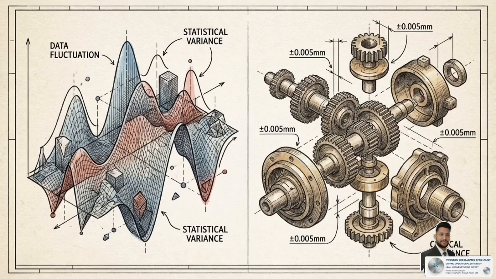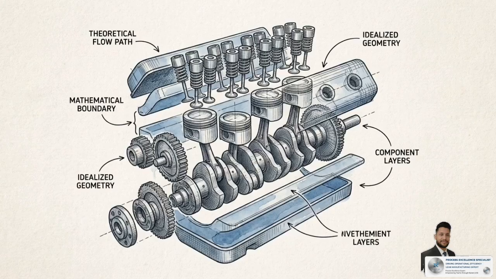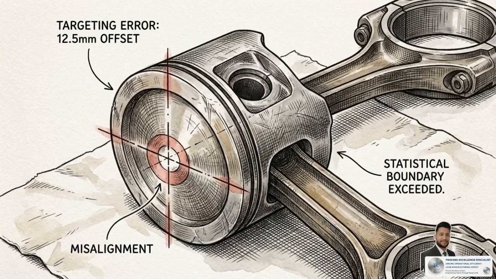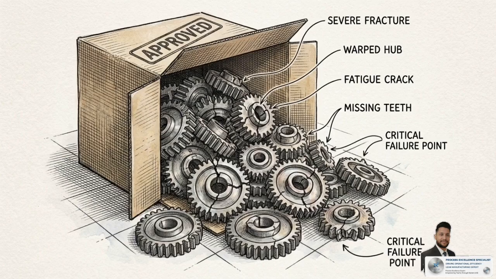To evaluate how well that variation fits inside that tolerance, engineers rely on two distinct mathematical metrics: CP, the process capability ratio, and CPK, the process capability index. CP evaluates the theoretical potential of a manufacturing system. CPK evaluates its actual performance by penalizing processes that fail to center their output on the exact target. Confusing these two numbers is the primary reason an engineering department will look at a spreadsheet and assume they are producing perfect quality, while the factory floor is simultaneously shipping boxes full of defective parts.